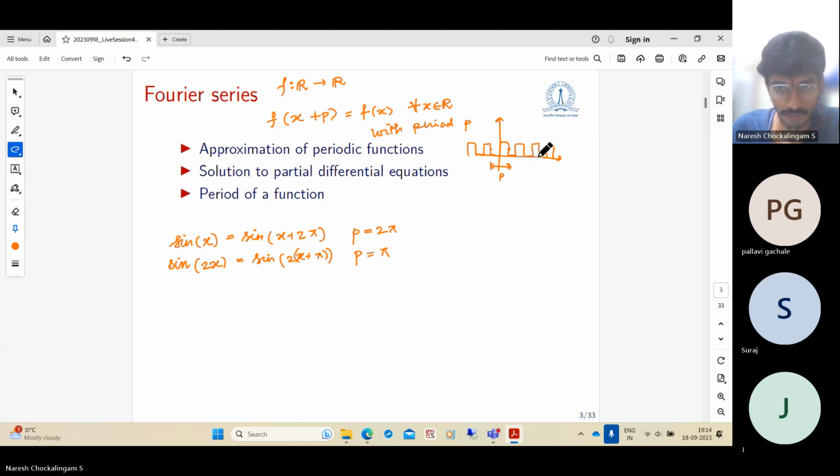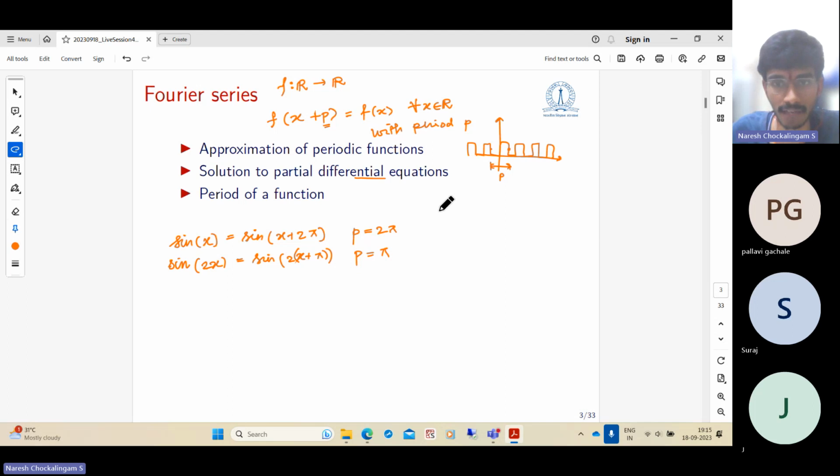So there can be infinitely many such functions possible, but to approximate them, we use Fourier series. And they're also important in the context of solving partial differential equations. We'll see that in an example today in one of the previous year GATE problems. So as I said, what is the period of a function? Period is any number p that satisfies f of x is equal to f of x plus p for all real numbers x.